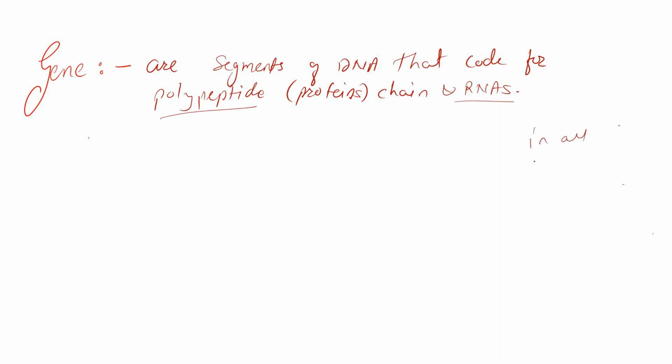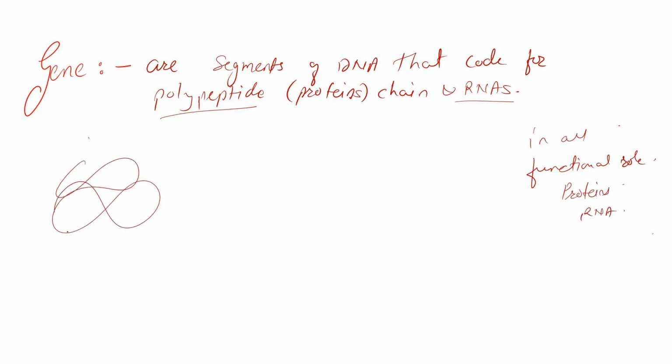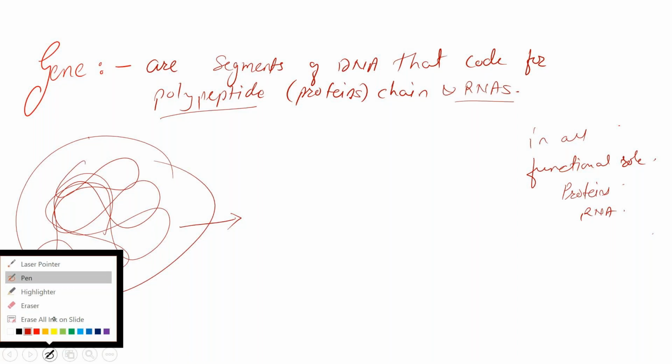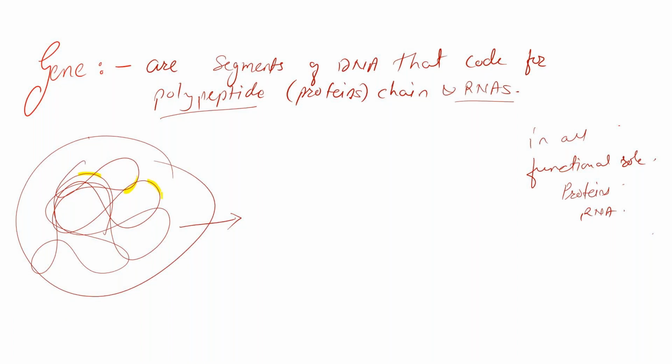So in all cells, the functional role is performed by whom? By proteins and RNA. Suppose this is our long DNA. In this DNA there are a few regions, the highlighted part. Whatever ATGC sequence is present in this region, according to that sequence the amino acids will be attached. After attaching amino acids, the chain formed is the polypeptide chain, or we say protein chain.